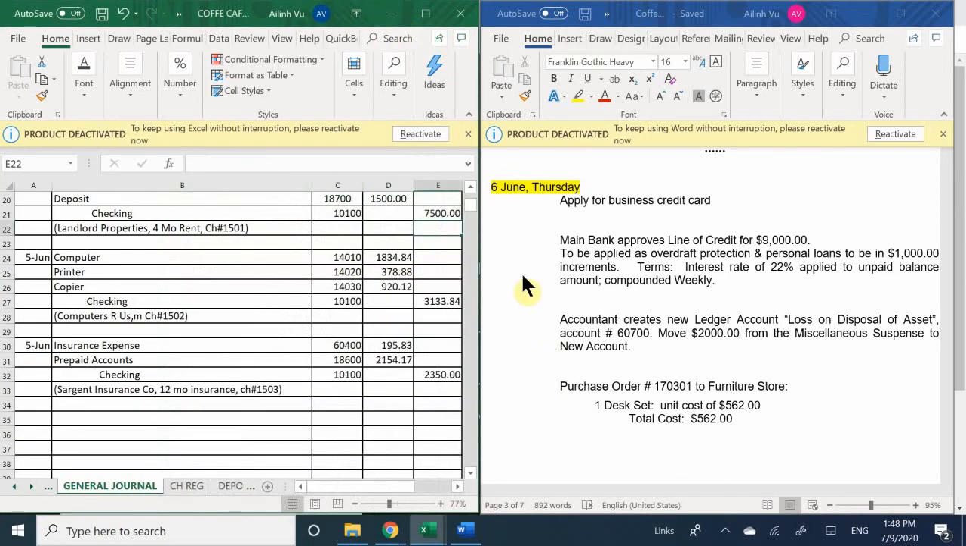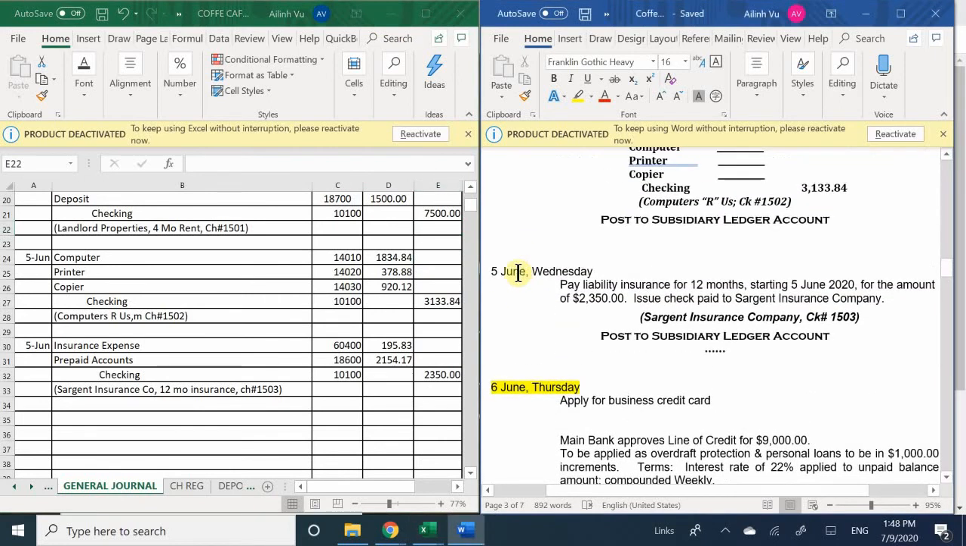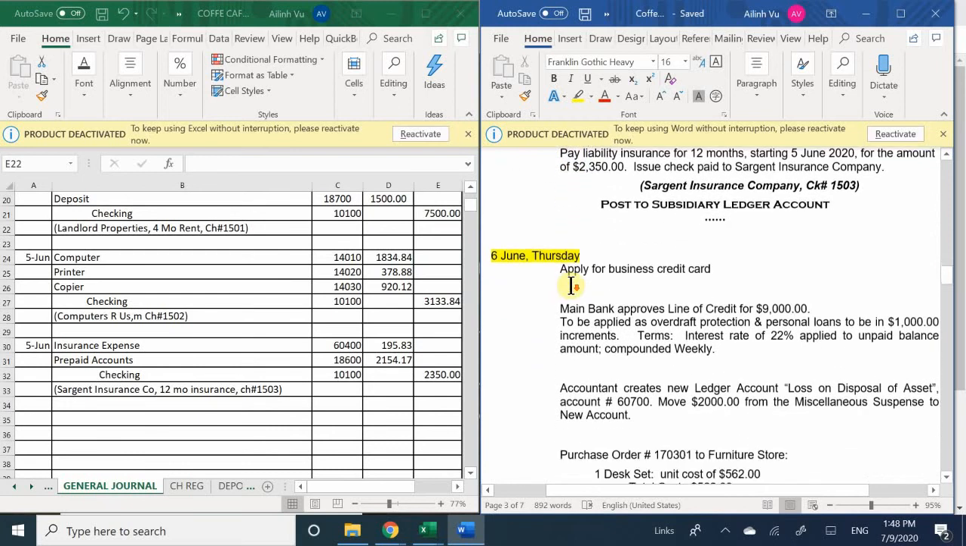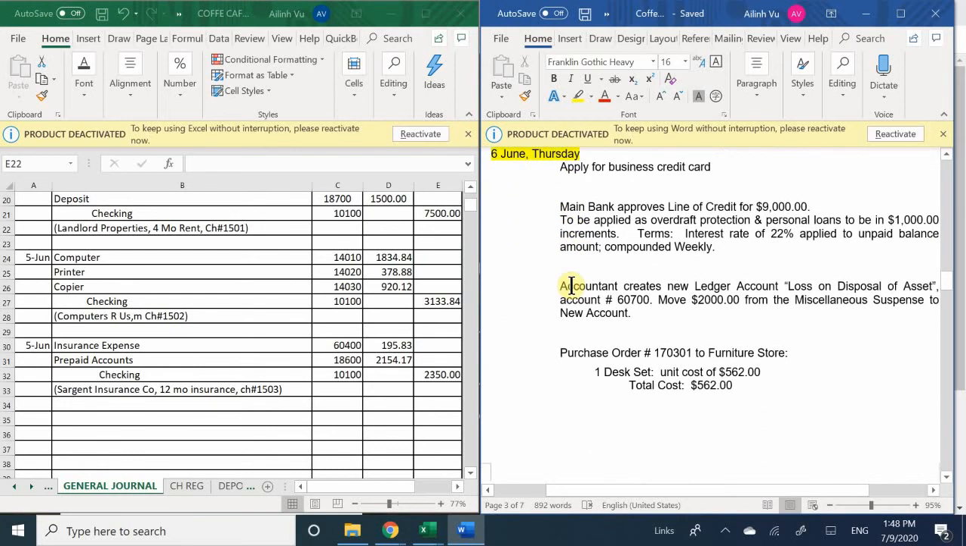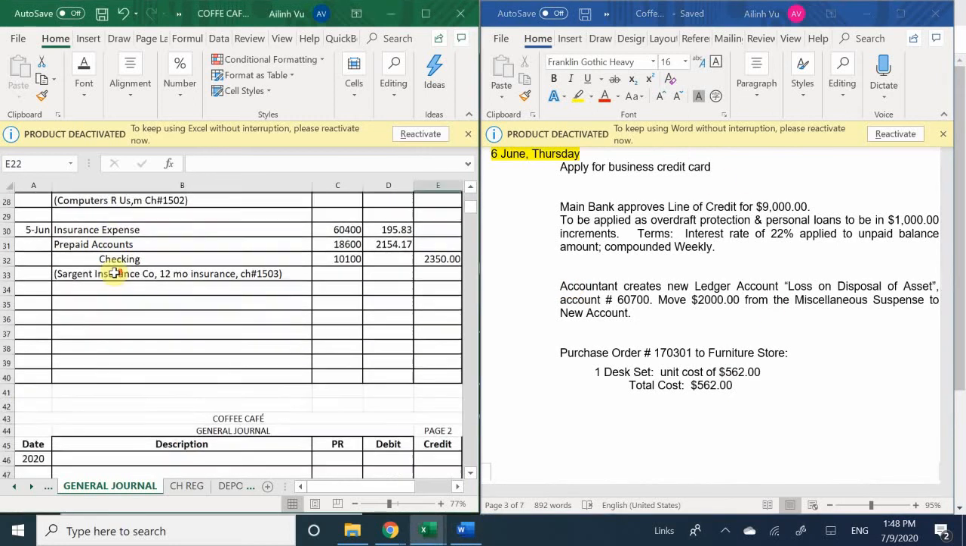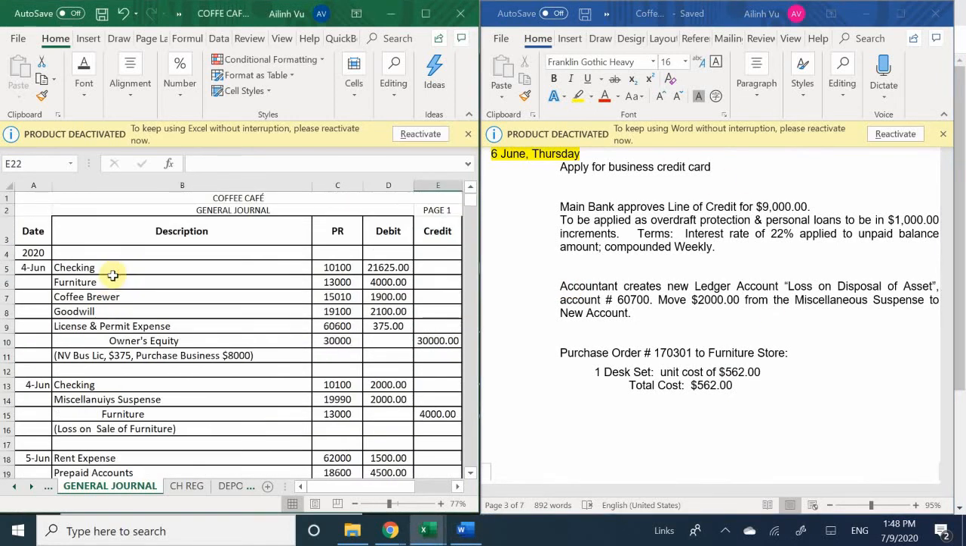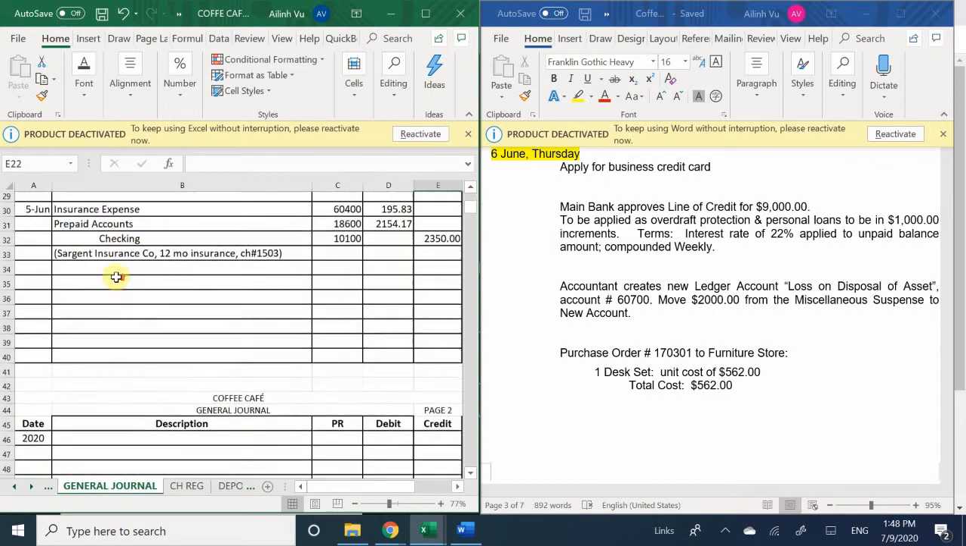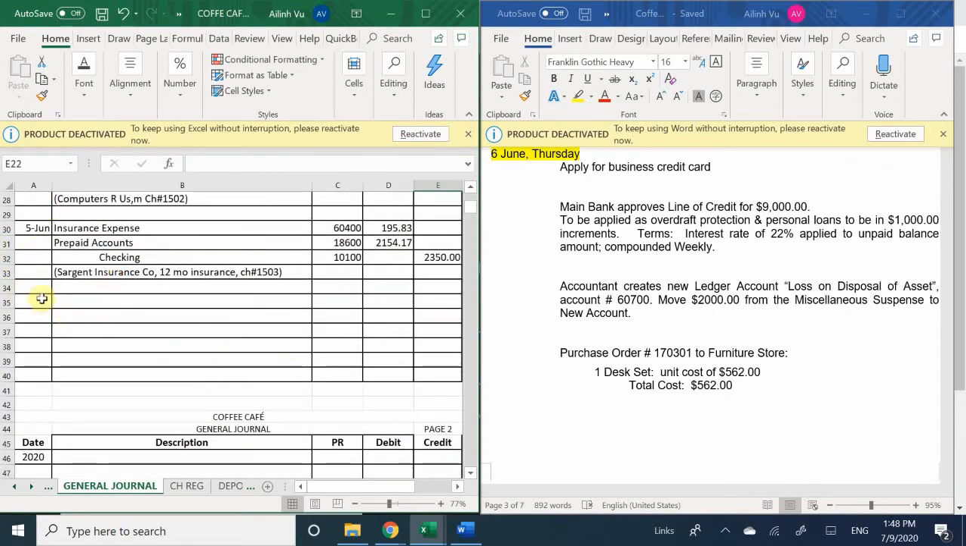Okay? So yesterday, we finished up the 5th of June. So today we're going to be working on the rest of the journals. You guys should be continuing on page 1. I believe there's enough room for one more transaction. And then we will dive straight into page 2 of our general journal. Okay? So let's go ahead and look at our scenario and see what happened on June 6th.